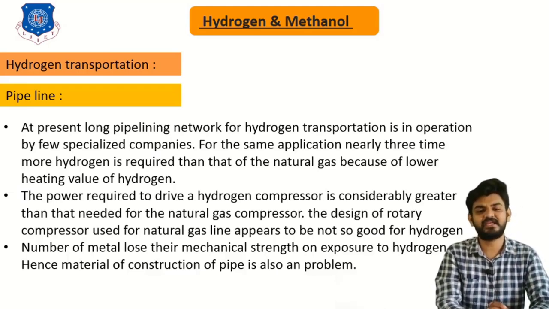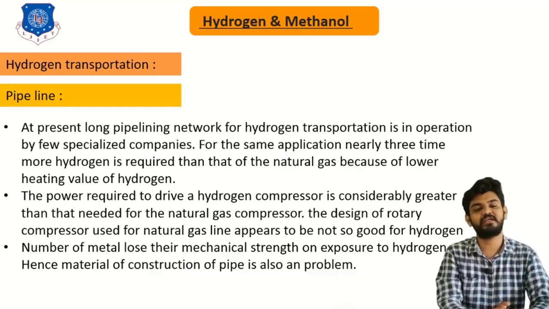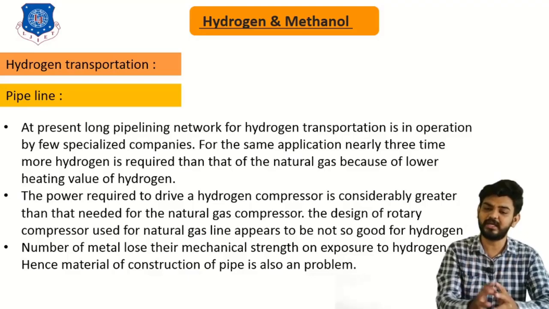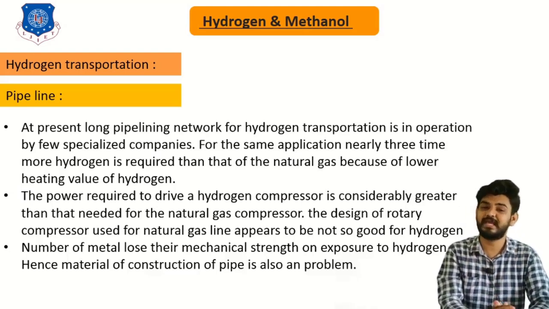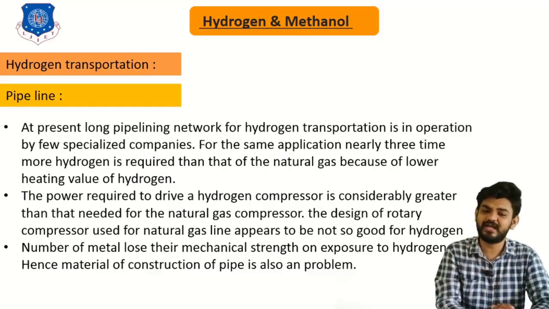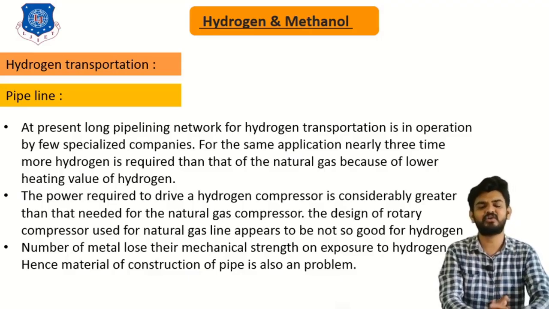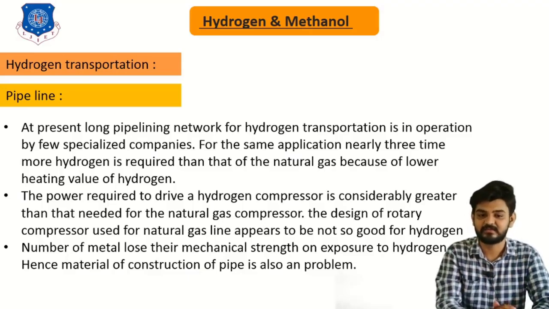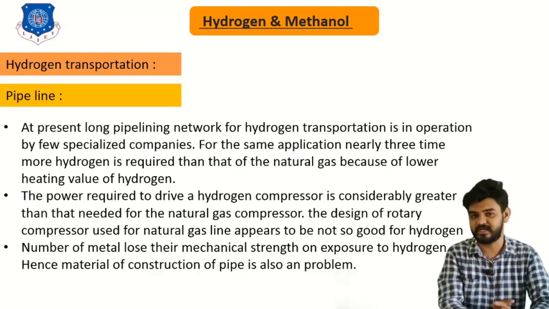For the same application, nearly 3 times more hydrogen is required than natural gas because of its low heating value. So the low heating value of hydrogen means around 3 times more hydrogen is required for the same application than natural gas. So the power required to drive such a hydrogen compressor is considerably greater than that needed for natural gas. So such kinds of transportation systems are relatively costlier.